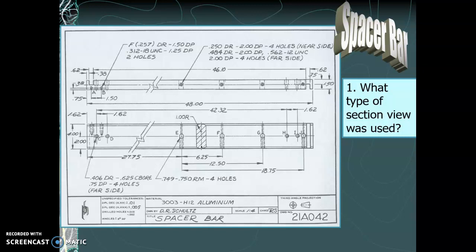It's as if we sliced through the view here and then took that section view and revolved it 90 degrees so that now we can see what the cross-section of this member looks like. And so that is called a revolved section view.